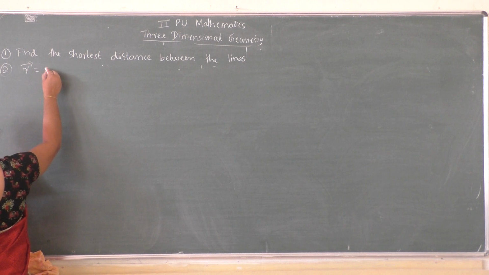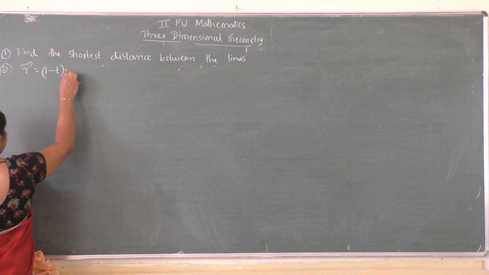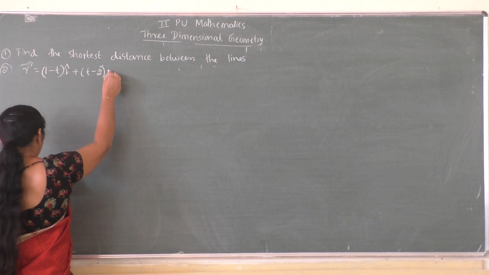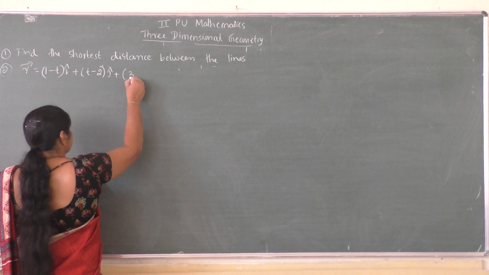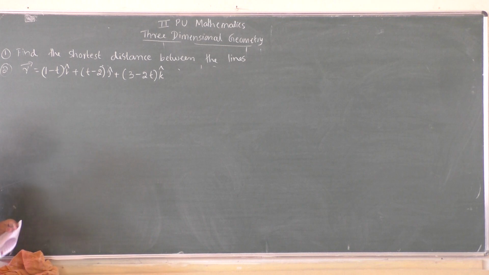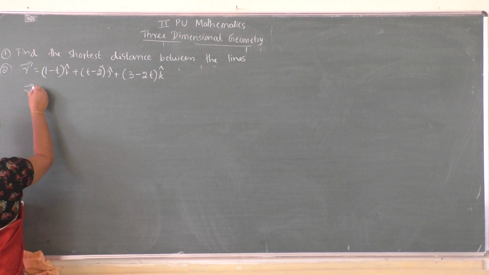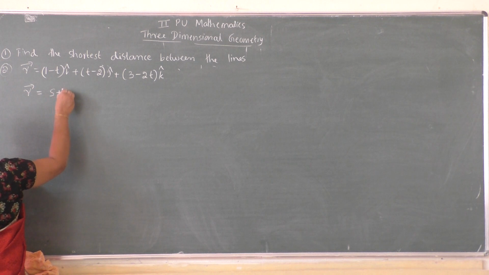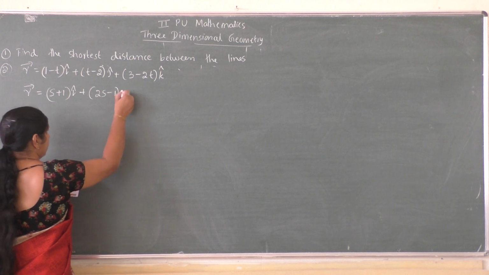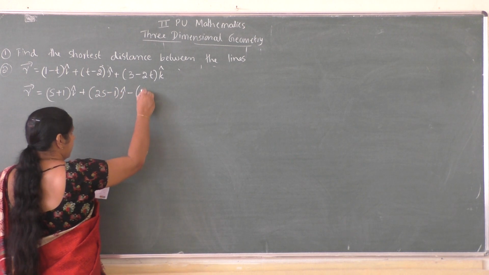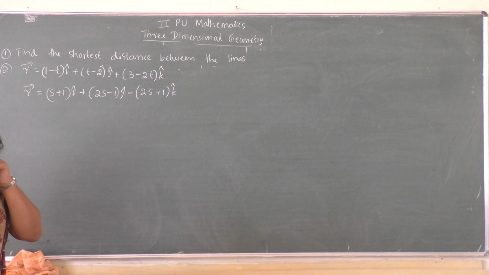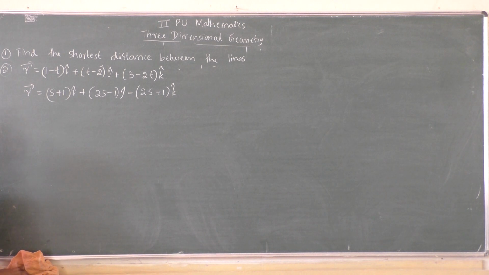R vector equal to 1 minus t I cap plus t minus 2 j cap plus 3 minus 2t k cap, and second equation r vector equal to s plus 1 I cap plus 2s minus 1 j cap minus 2s plus 1 k cap. So you have to find the shortest distance between these two lines.